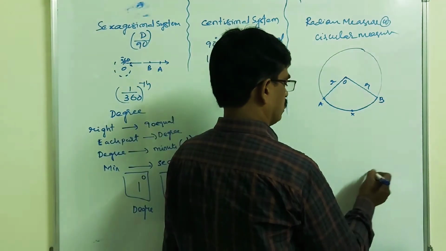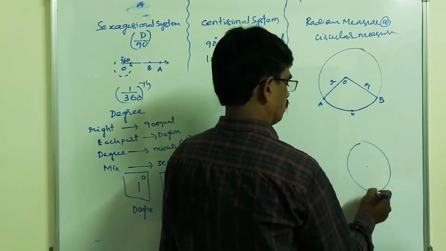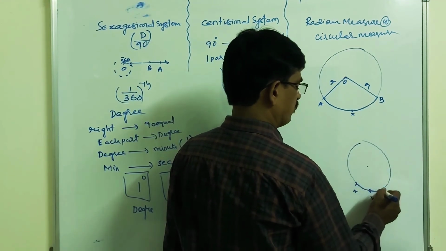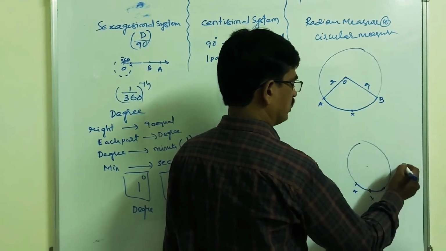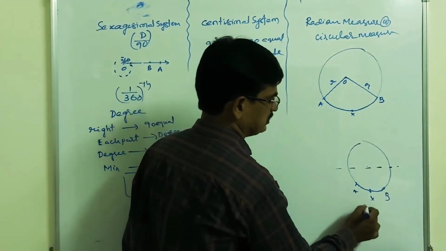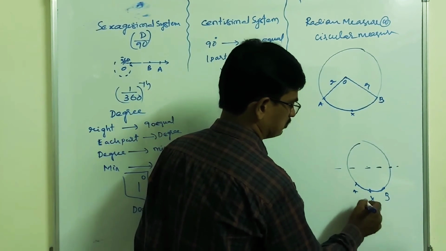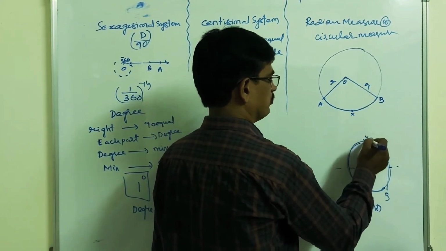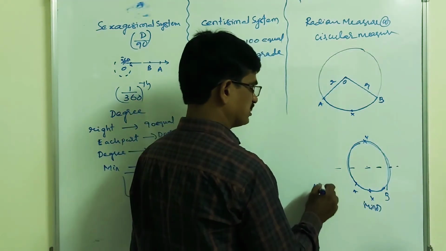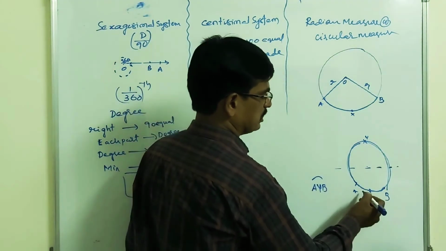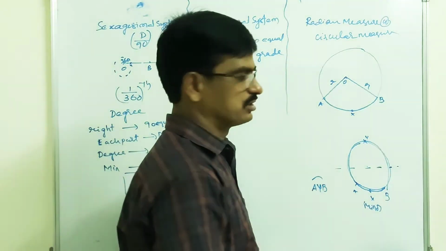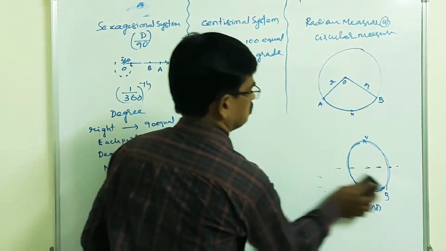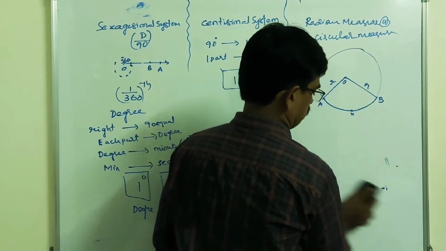Because the length of arc AXB is less than half of the length of the circle, it is known as the minor arc. And the remaining part is called the major arc. AYB is the major arc, and AXB is the minor arc. So that's why I mentioned X here. Now we are taking arc AXB.